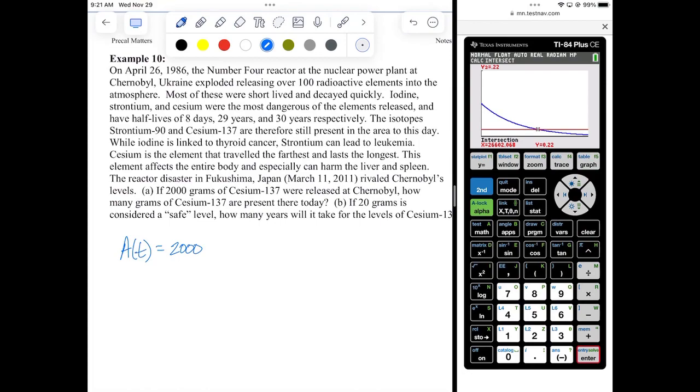And what would be the base? We measure these in half-lives. And what would be the exponent if it says up here the half-life of cesium, which is the third one listed, is 30 years? It would be T over 30. Okay, so there's the model. We'll say that T is in years. And this is for cesium-137.